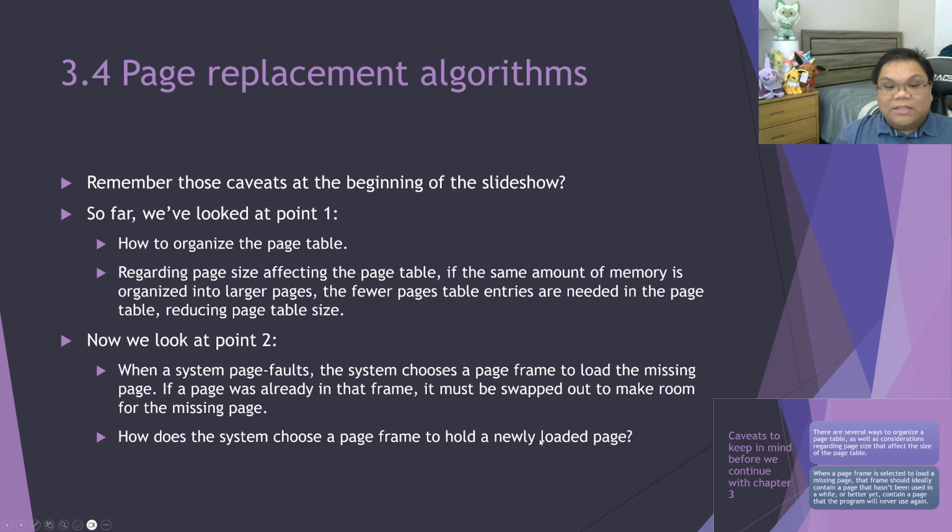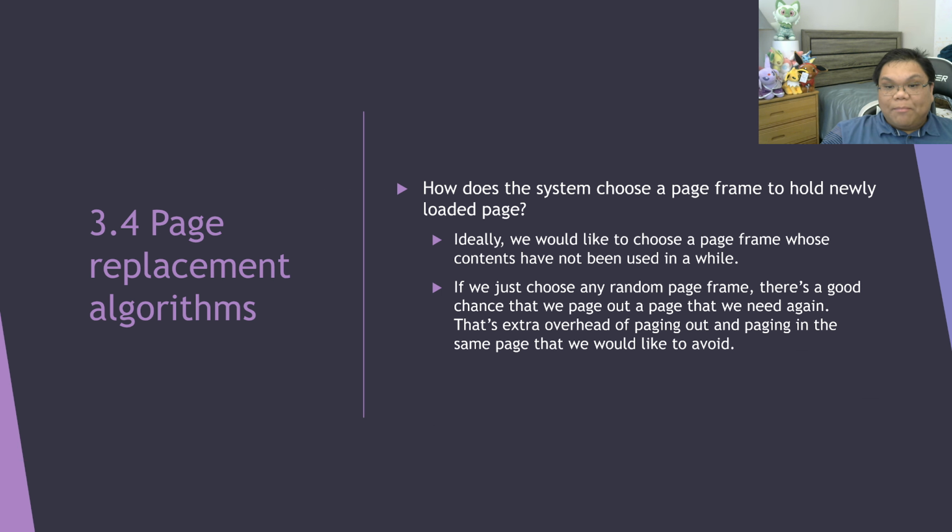When a system page faults, the system chooses a page frame to load the missing page. And if there's a page already there, we gotta unload it so we can make room for the new page. So really the question is, how does the system choose a page frame to hold the newly loaded page? Ideally, we would like to choose a page frame whose contents have not been used in a while. Because if we just randomly choose some page frame, then there's a good chance that there is a page in there that we're gonna need again. That means we're gonna have to unload the page only to need to load it again. That is extra overhead of paging out and paging in that we would like to avoid.